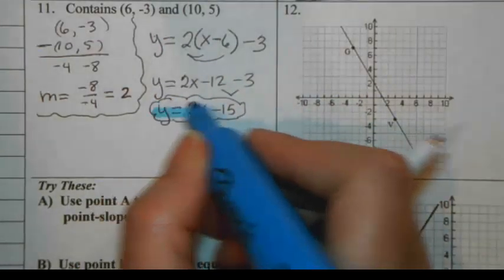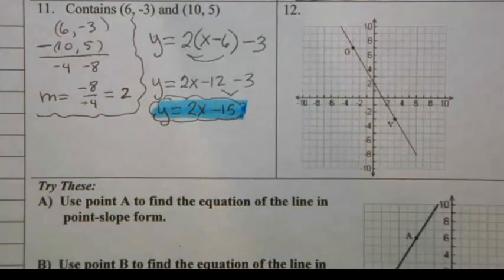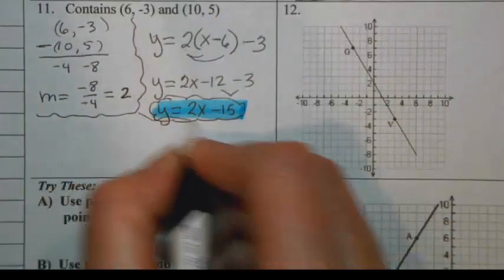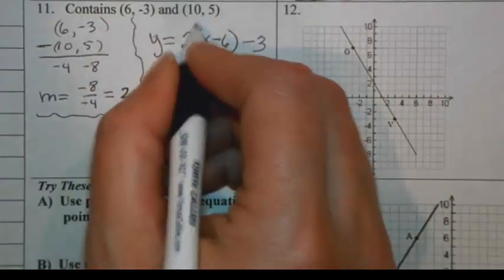Now I do want to show you something. I want to show you that even though we picked the first point, we would get the same line had we picked the second point. So I've got a little space here. I want to just show you that I get the same result if I pick the second point.